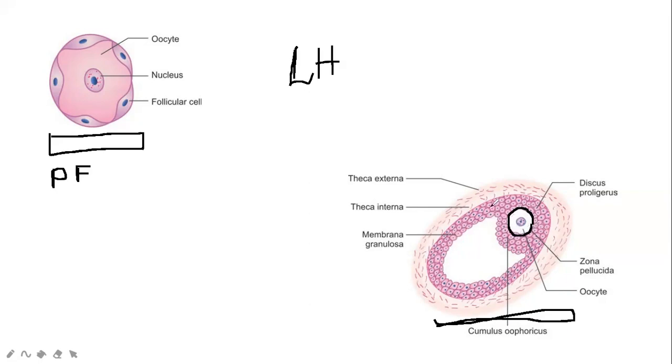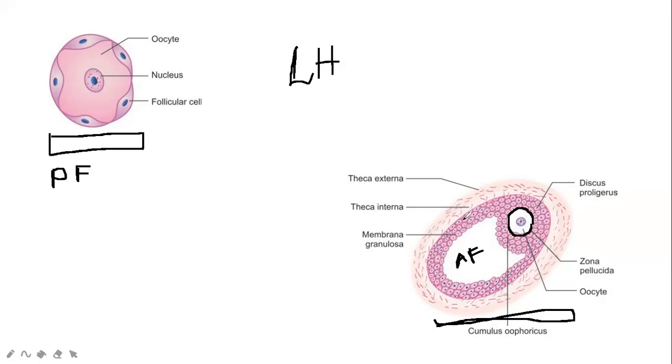These cells are now called granulosa cells. Between the cells is a fluid that we call the antral fluid. The space is called an antrum, and the fluid within is called antral fluid. It has lots and lots of hormones produced by the granulosa cells, so these are also hormone-secreting cells.